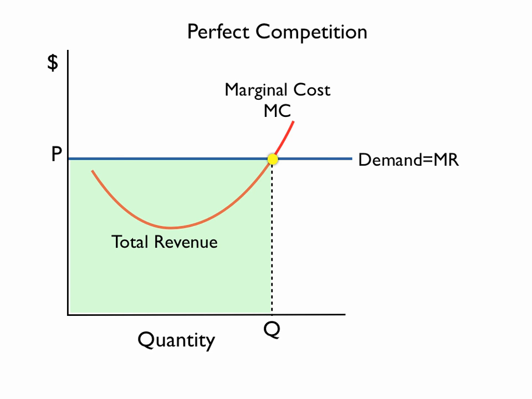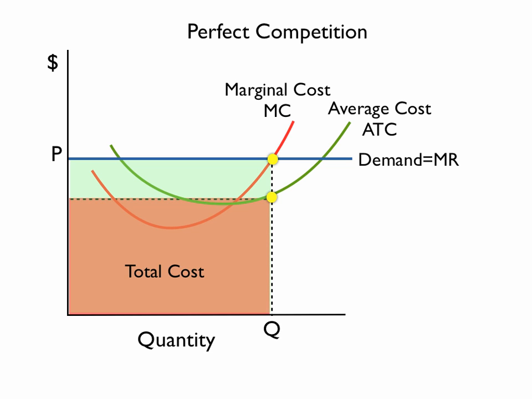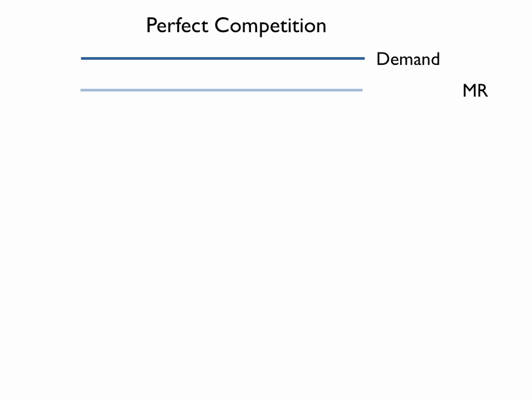To calculate profit, we would want to look for the average cost curve, the average total cost curve. Note where that intersects the quantity line and put a dot there, draw a line over there. That area below the line would be total cost, and above the line would be profit. Now, when we think about perfect competition, remember the demand curve is flat and the marginal revenue curve is also flat, and they're equal to each other.